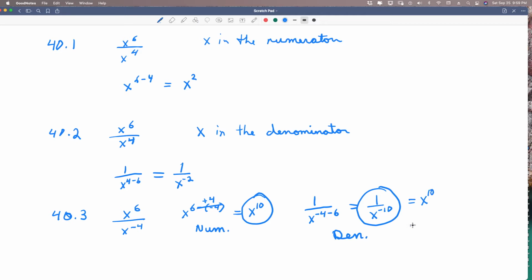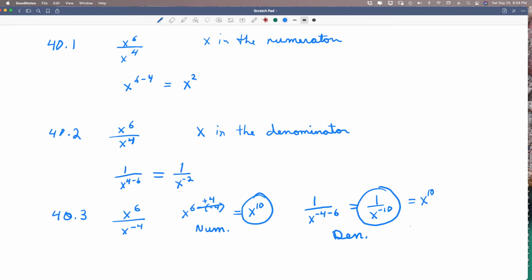Same number. So you see, it doesn't matter which way you take the exponent, or you take your variable with the exponent, whether you move it to the top or the bottom, as long as you follow the rule that the one that gets moved is subtracted from the other one, the one that's already there.